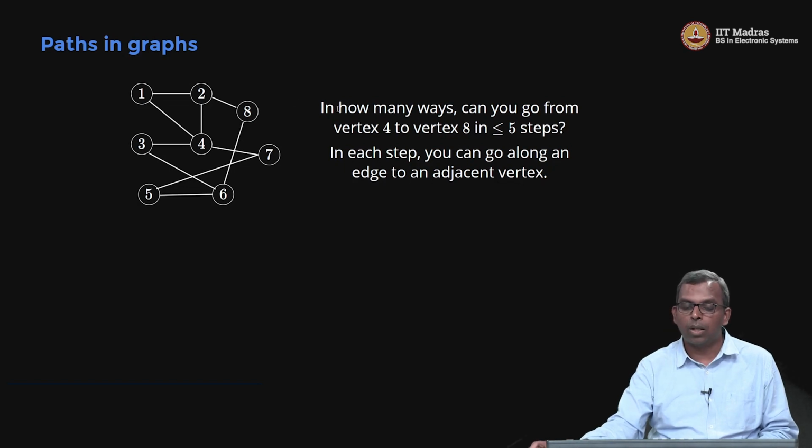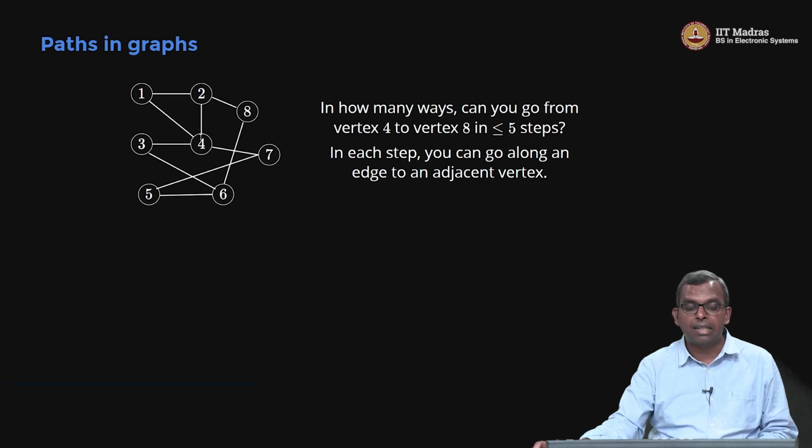One question you may ask is: in how many ways can you go from vertex 4 to vertex 8? 4 and 8 are not directly connected, so you cannot do one step, but you can do 2 steps. Look at this. You can go to 2 and then to 8. But you can also do 3 steps. You can go to 1, 2, and then 8. You can also do more interesting stuff. You can do 3, 6, 8. It's again possible. You can do 7, 5, 6, 8. So it looks like there are multiple ways in which you can go from 4 to 8.